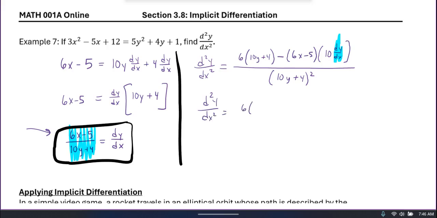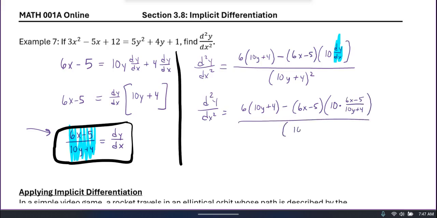We have 6 times (10y plus 4) minus (6x minus 5) times 10 times (6x minus 5) over (10y plus 4), all over (10y plus 4) quantity squared. Once again, if you were to simplify that, you'd have a lot of work to rearrange and do a lot of algebraic manipulation really just to make it look a little bit cleaner. I think that's unnecessary. That's fine for a second derivative because the point would be to use it. So I'll just leave my answer as that.